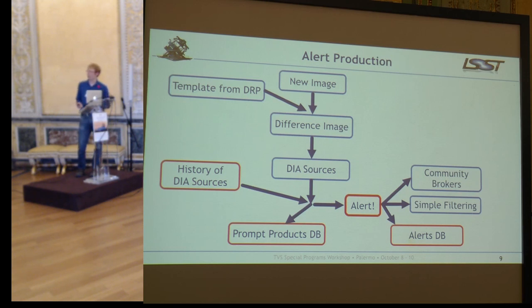So the alerts go both to community brokers. These are a set of, we think about half a dozen organizations who've stepped up to process the full alert stream, and also goes to what we call a simple filtering service and alerts database. And I'll talk about those both in a minute.